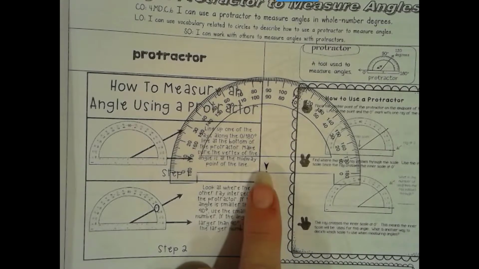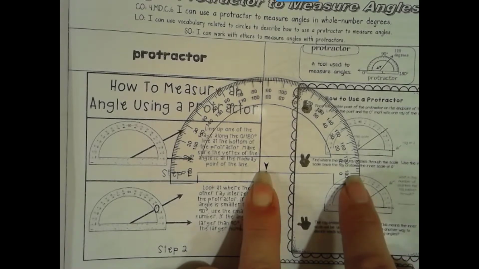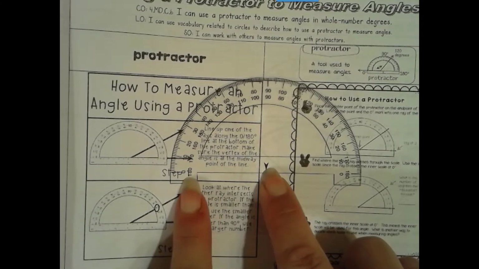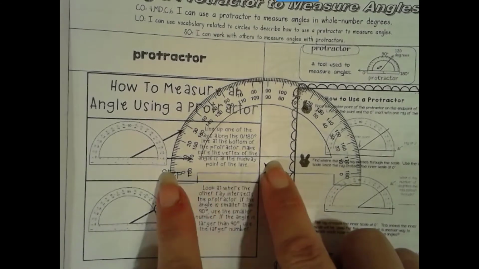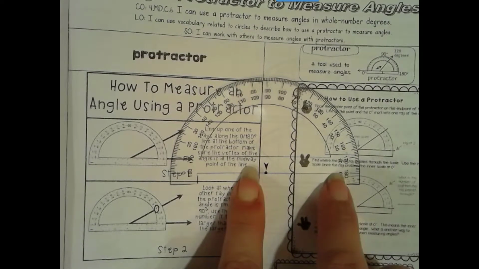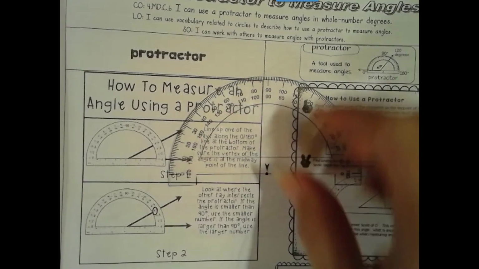So if you line it up here, you may line it up on either this side, this 0, 180, or this 0, 180. You can line it up either direction. You just have to be aware of where the 0 is. If the 0 is at the bottom, use the bottom set of numbers. If the 0 is at the top, use the top set of numbers.